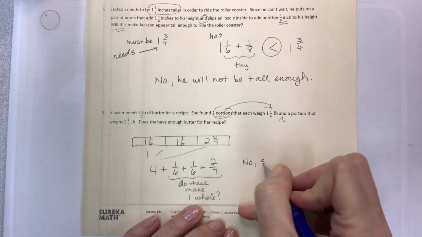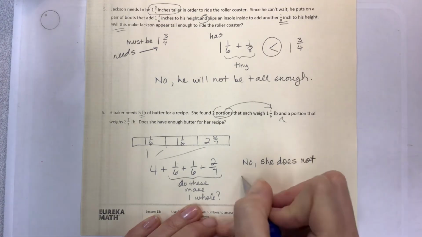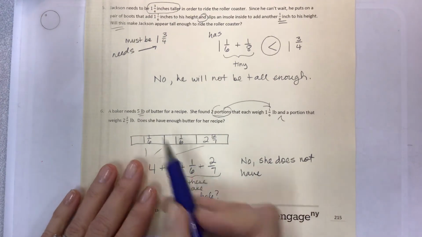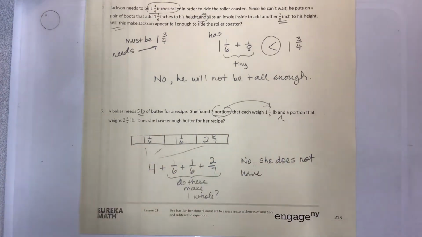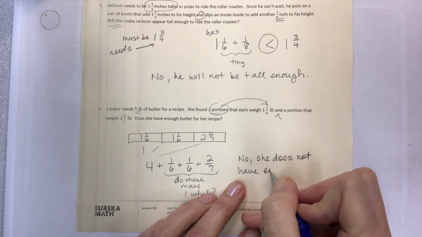No, she does not have enough. Sadly, but you know what? We could have a whole other problem and say, hey, baker, make half the recipe, and then you will have enough. And then you should share with us. No, she does not have enough butter.